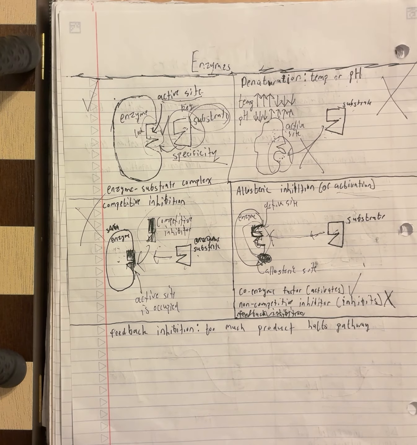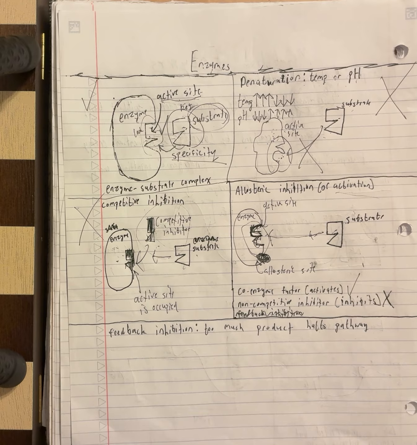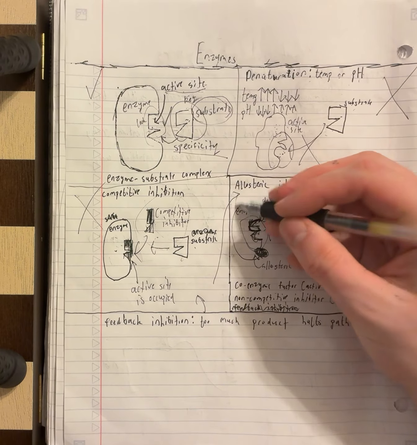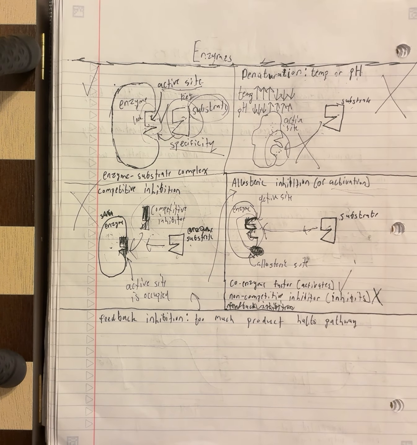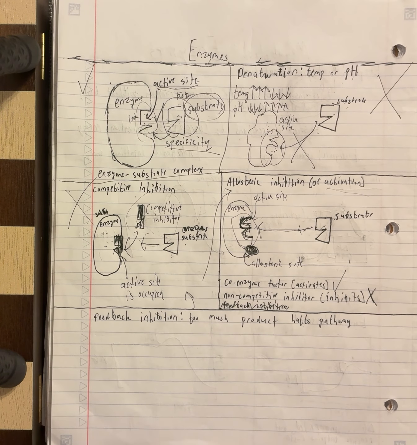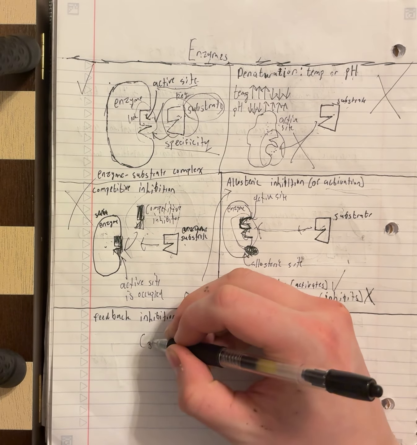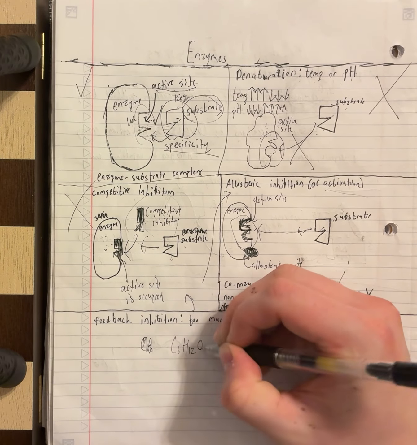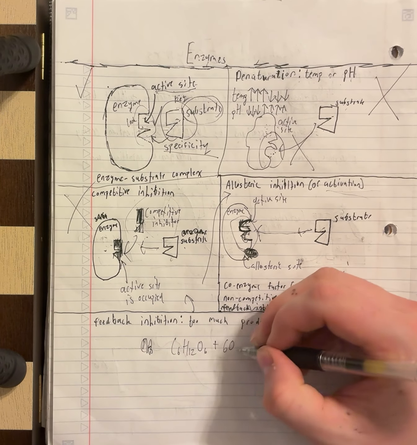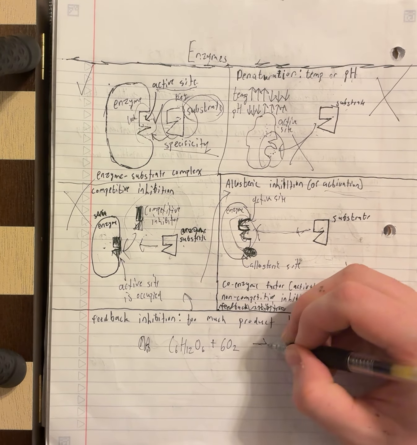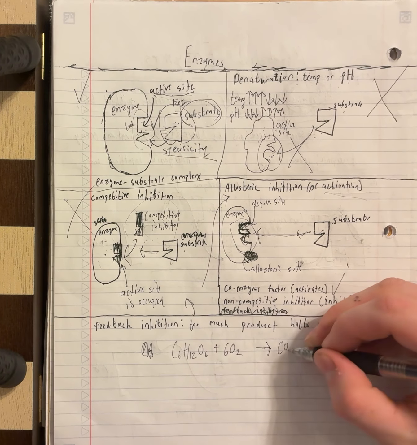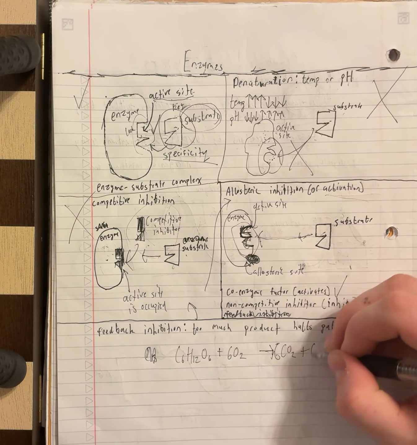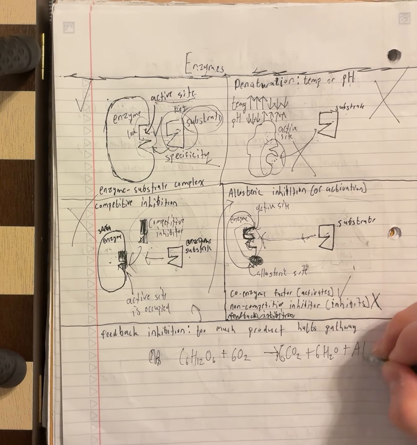Last term I want you to know, we'll go more into this in cellular respiration, feedback inhibition. Too much product halts the pathway. So this is a specific type of inhibition. It could be competitive or allosteric inhibition or non-competitive inhibition, if you want to call it that. But feedback inhibition means that if we have done the pathway, C6H12O6 plus 6O2 yields 6 CO2 plus 6H2O plus a bunch of ATP.